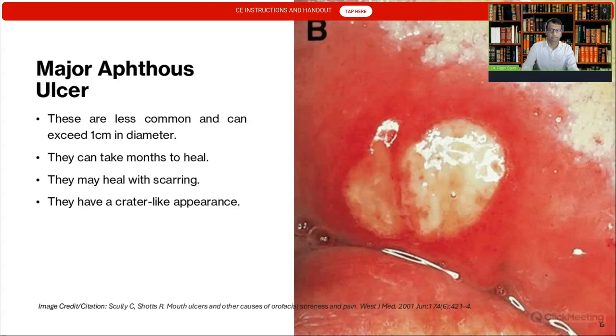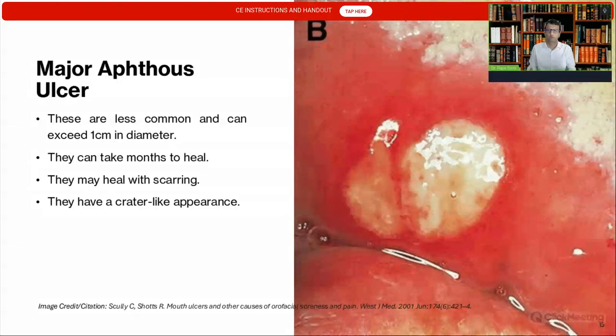Now comes the major aphthous ulcer. These are less common and can extend up to 1 centimeter in diameter. These are not very often observed in clinical settings. You cannot see them as often as minor aphthous ulcers. They take months to heal. I remember a couple of patients where the healing took 2 months.